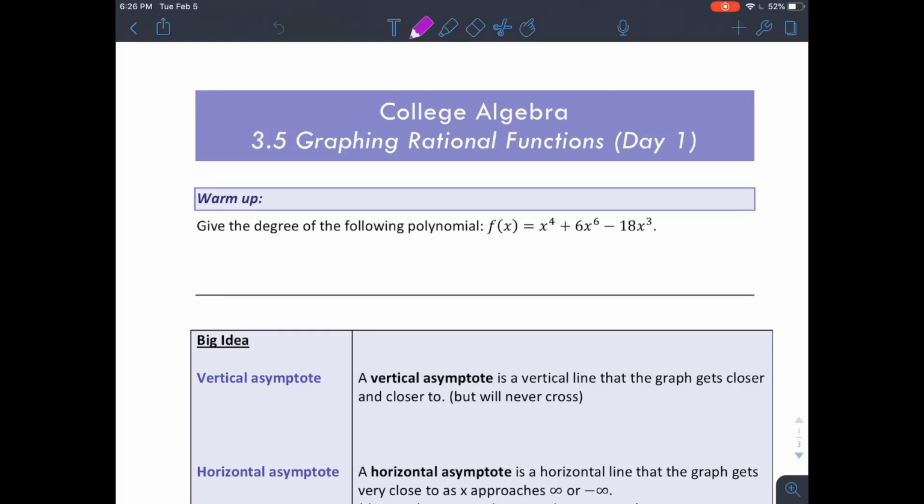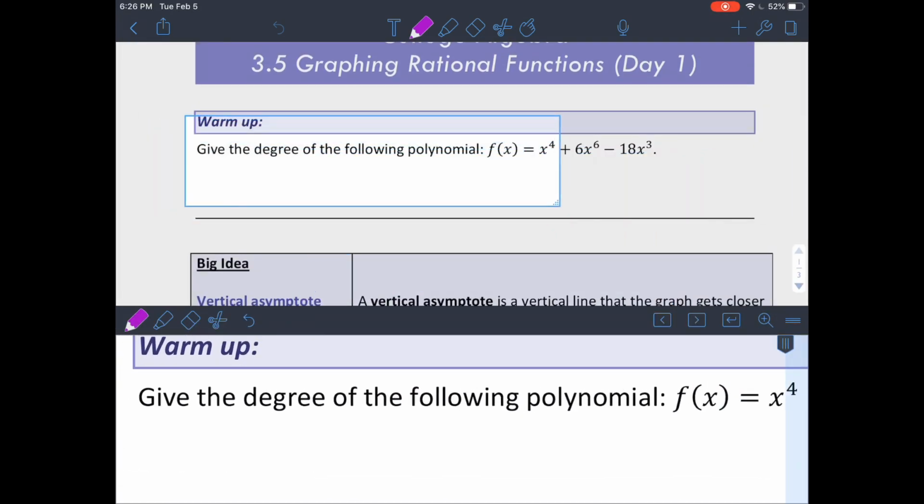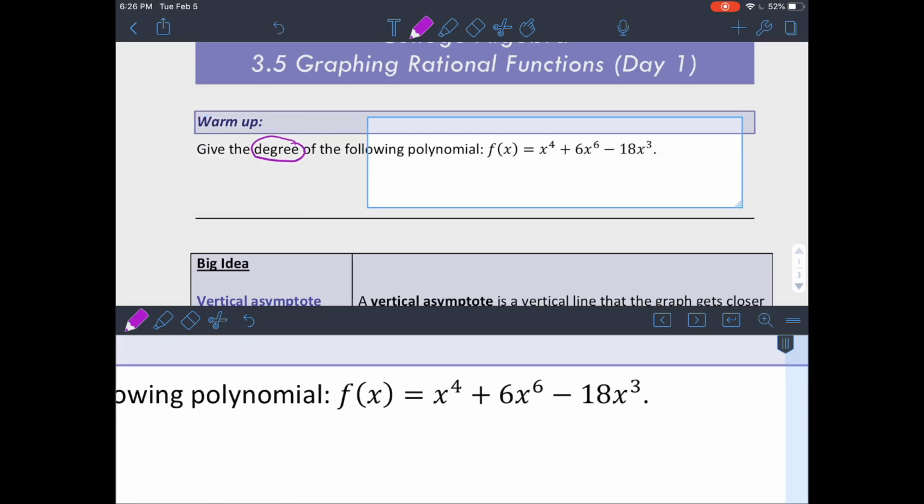We need to do some college algebra, so pretend that this is like an online class for the moment. And we're going to talk about graphs of rational functions. Rational functions are two polynomials that are being divided. So one thing you're going to need to remember for today is the degree of a polynomial.